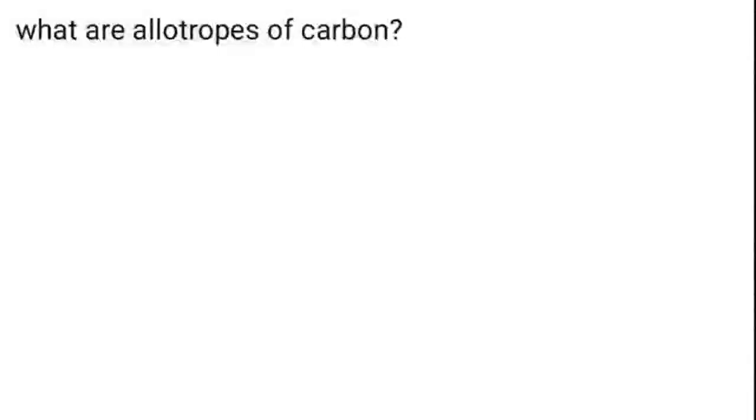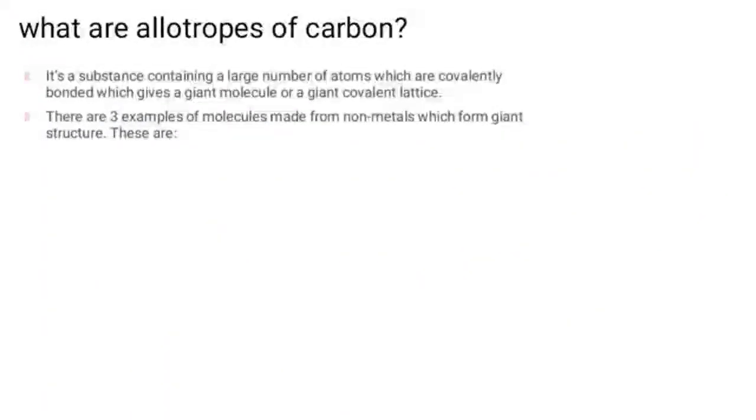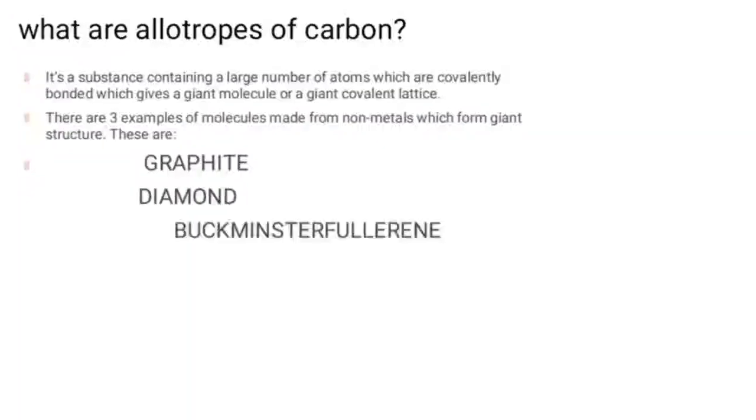What are allotropes of carbon? It's a substance containing a large number of atoms which are covalently bonded, which gives a giant molecular or giant covalent lattice. There are three examples of molecules made from nonmetals which are giant structures. These are graphite, diamond, and Buckminster fullerene.